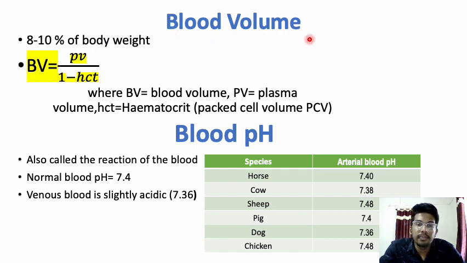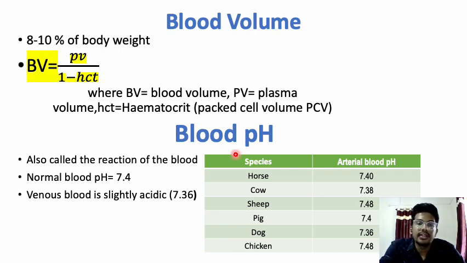Next characteristic is the blood volume. The blood makes up 8 to 10 percentage of the body weight. How to calculate the blood volume? Blood volume is equal to PV divided by 1 minus HCT, where PV stands for plasma volume, HCT stands for the hematocrit or the packed cell volume. Packed cell volume is nothing other than the volume of the cells in comparison to the total volume of the blood.